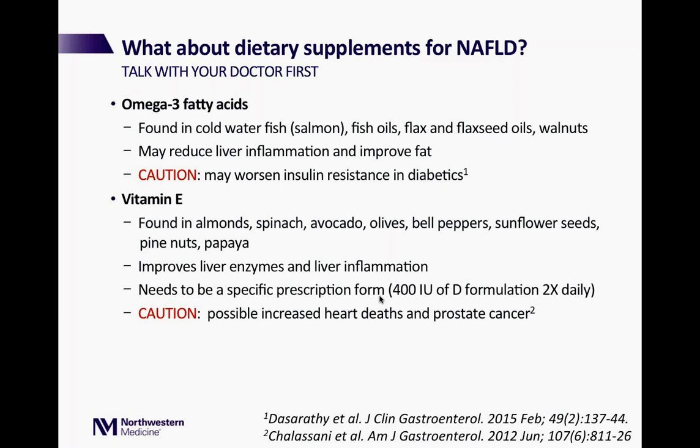This should only be taken under the care of a physician, and particularly a liver specialist, because there have been studies that have shown that taking high doses of vitamin E, so greater than 400 units a day, has a small, very small increased risk of cardiovascular death, as well as an increased risk of prostate cancer in men. So this is a discussion that you really need to have with your physician about whether or not for your disease, vitamin E is the right choice for possible treatment. But I would not recommend taking additional vitamin E just for primary prevention of fatty liver disease.